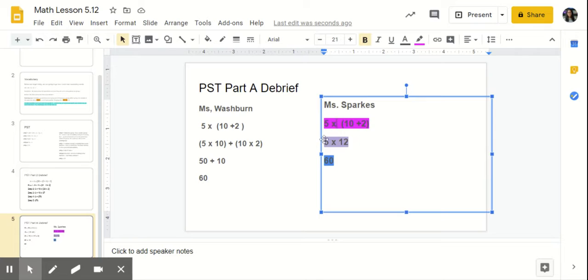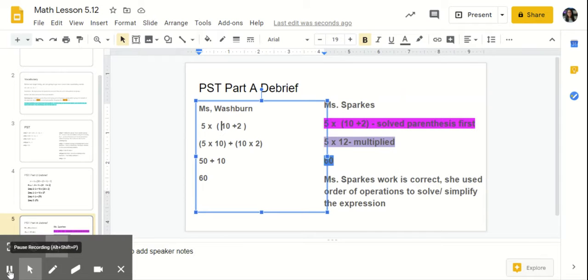So now she has 5 times 12. When she multiplied 5 and 12, she got 60. So 60 here is her final answer. So I know that Ms. Sparks is correct. I know that she used order of operations to solve. So I'm just going to add a note to myself and quickly explain why her work is correct.